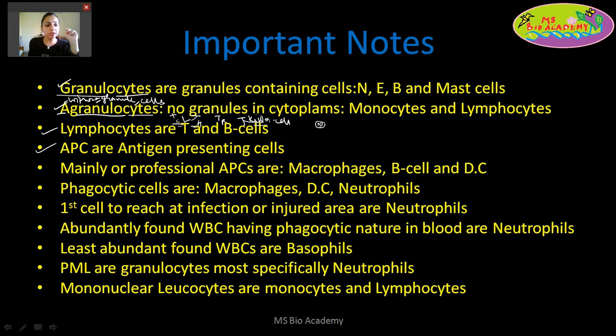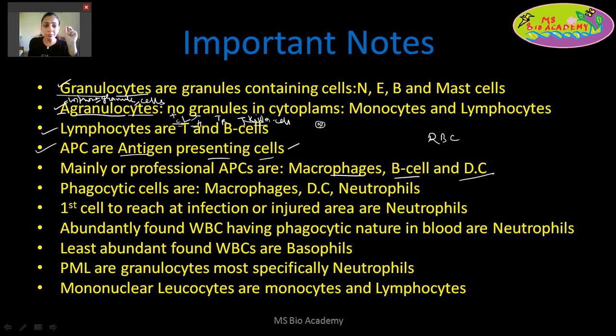Then there are APCs. What are these APCs? APCs means antigen presenting cells. These are mainly those cells which are actually presenting the antigens, and mainly they are macrophages, B cells and dendritic cells. So mainly phagocytic cells, you can say. They are the main professional APCs. Although all the nucleated cells can present the antigens except the RBCs, since RBCs do not have any nucleus, they can't present any antigens in our body. Rest of the cells can present it.